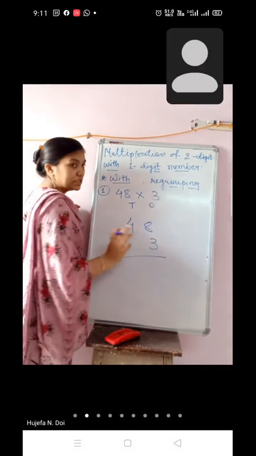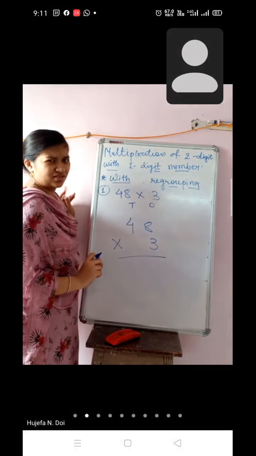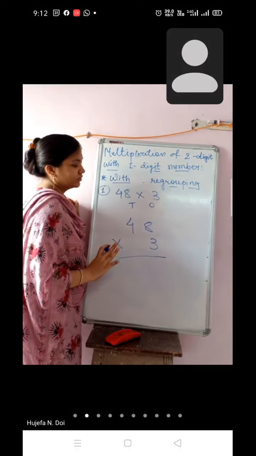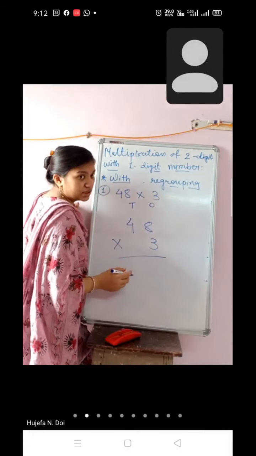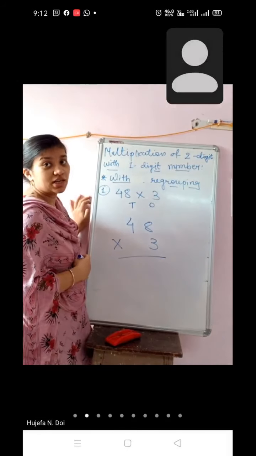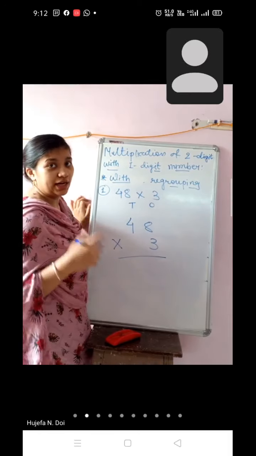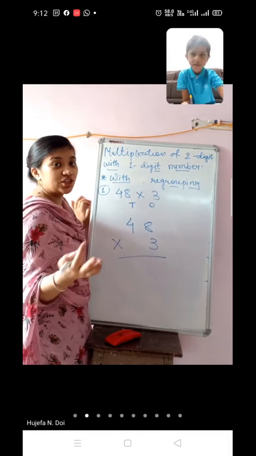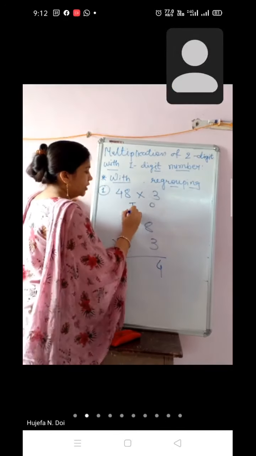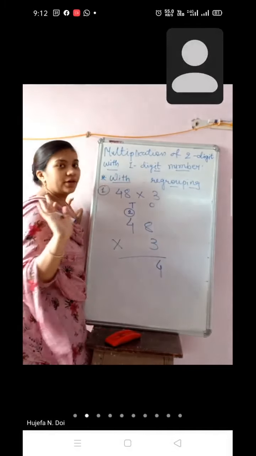8 multiply by 3. 8 threes are? First, tell me. 8 threes are 24. Table bola is 8 ones are 8, 8 twos are 16, 8 threes are 24. 4 will be here and 2 as a carry. Just like in addition, multiplication mein bhi carry forward hoga.